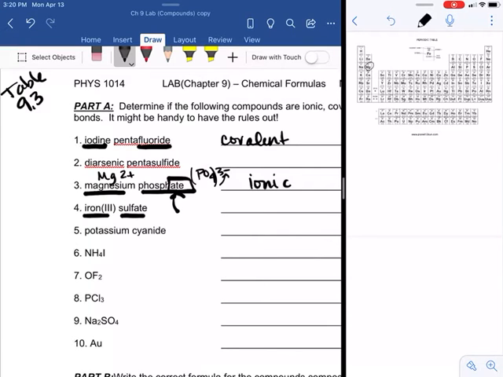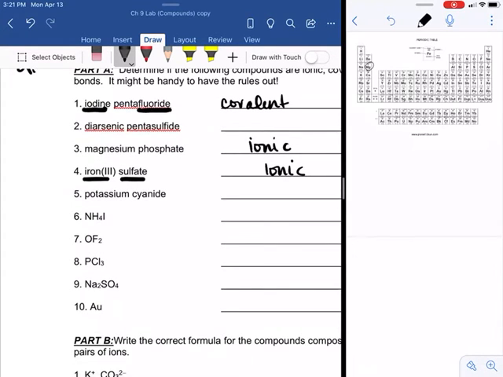Okay? And so like this one, for example, let me erase some of these others so they're not in the way. This one. So we've got iron 3, which means that it's iron 3+, and sulfate, which is SO4 2 negative, I think. You guys might have to check me on that one. But since this is a plus and this is a negative, then you've got another ionic compound there. Okay? So that's basically what you have to do for this section.